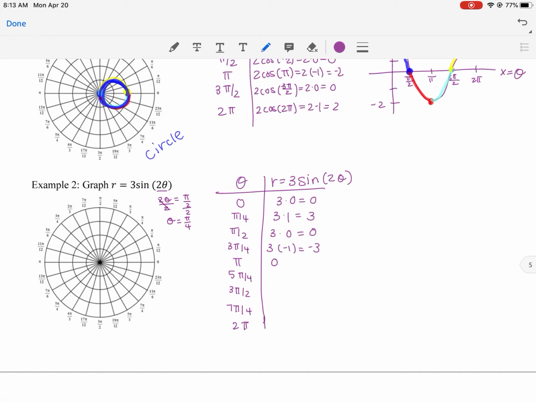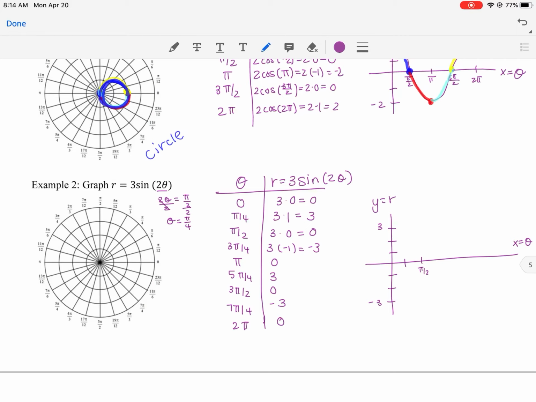I'm going to let you plug in these other values, but you should get 3, 0, 3, 0, negative 3, and 0. So notice how the pattern does continue. Okay, so let's think about this graph for a minute then. On this graph, we can think about the y as being your r and the x as being theta. In this case, we do want it to extend 3 up and similarly negative 3 down.